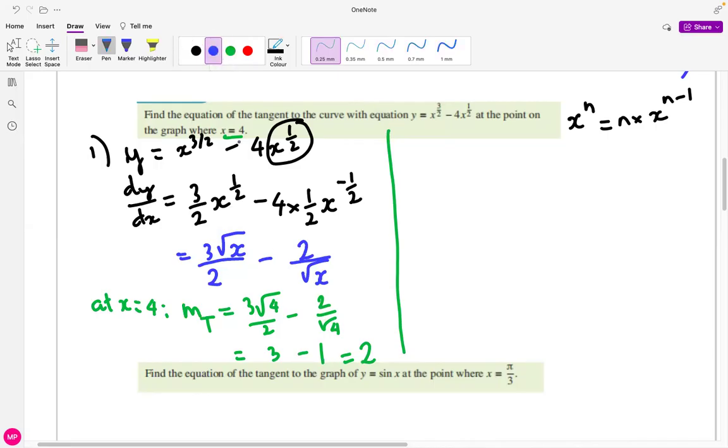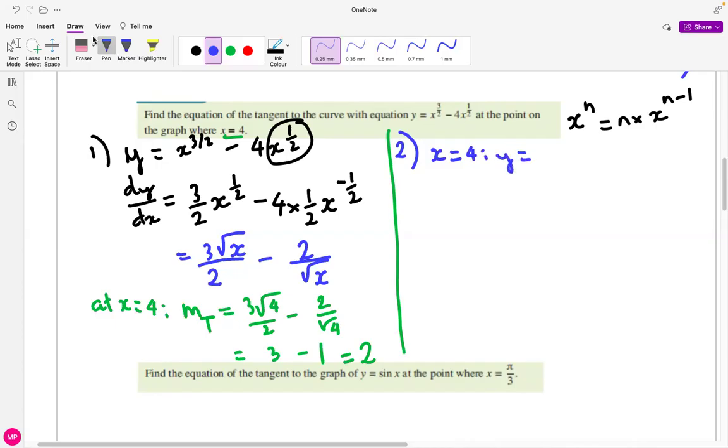Your next step is you need to know the c value, the y-intercept. To do that, they give you the point, they give you x equal 4. You can substitute back in to find the y, and eventually you get the point, and then you can solve for c. So I have x equal 4, and I'm going to substitute into the original equation here.